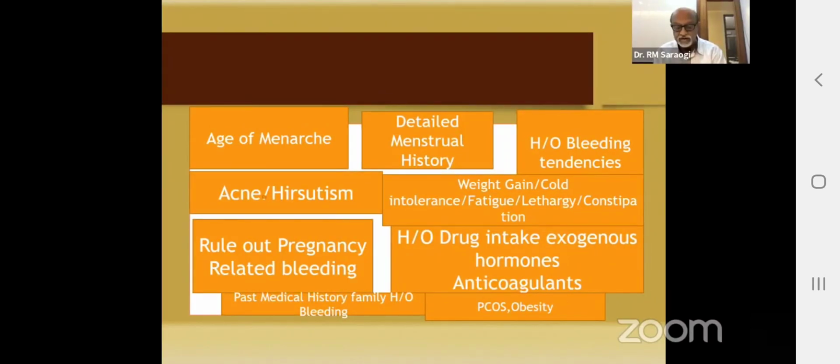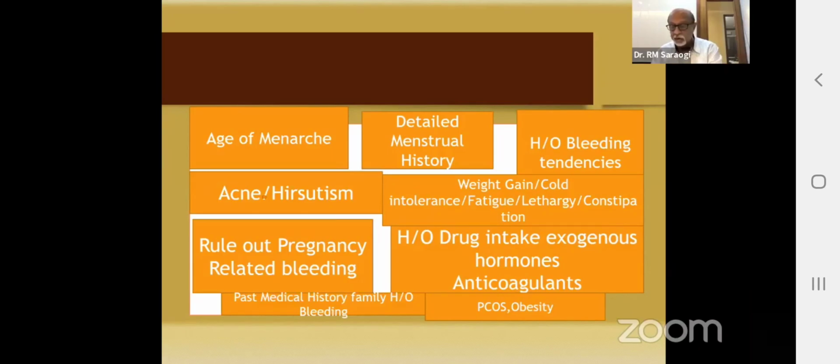Basically, if you try to understand, there is an imbalance between vasoconstrictor and vasodilator. PGF2 alpha under the influence of progesterone is vasoconstrictor, while PGE2 and PGI2 under the influence of estrogen are vasodilator. In anovulatory cycle, because there is no progesterone, there is no PGF2 alpha. As a result, there is vasodilatation and bleeding occurs.